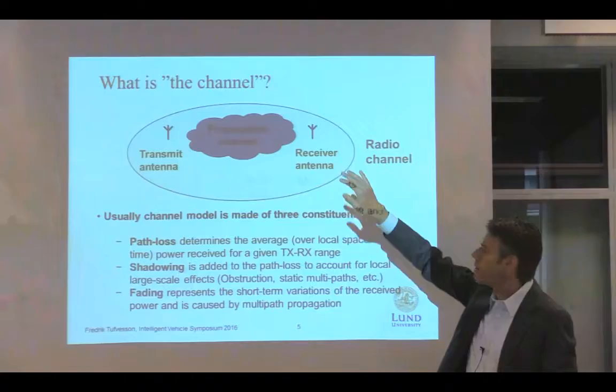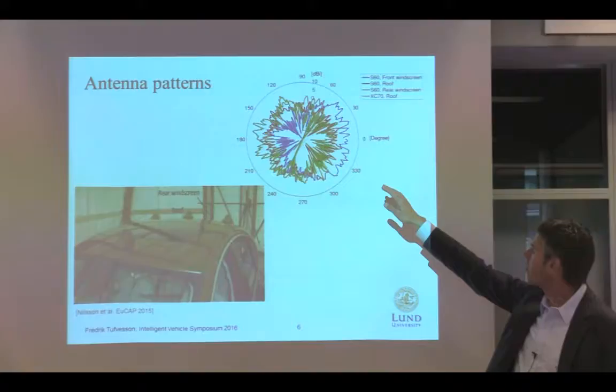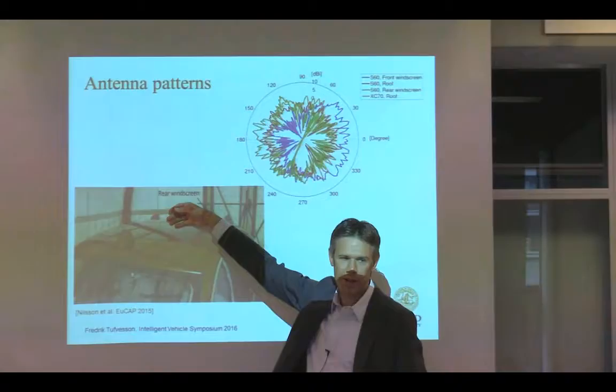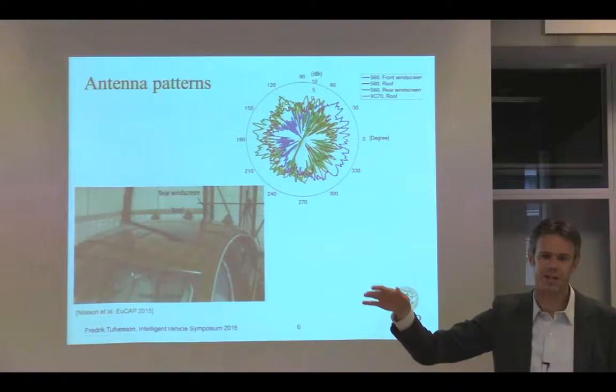If we now take a closer look at this radio channel, then we have the influence of the antennas. And this is an example of what four different antenna patterns may look like. Here is a Volvo, where we have one antenna here, one antenna here, and one antenna at the back, and then we have some additional antennas. And here is how their antenna patterns look in different directions in the horizontal plane.